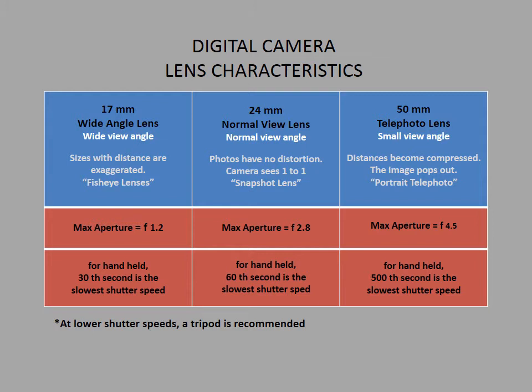And in a 50 millimeter lens, anything over 24 is considered to be a telephoto lens. And a telephoto lens, generally speaking, has a small angle of view. And for handheld photography, 500th of a second shutter speed is preferred. At slower shutter speeds, a tripod is always recommended.